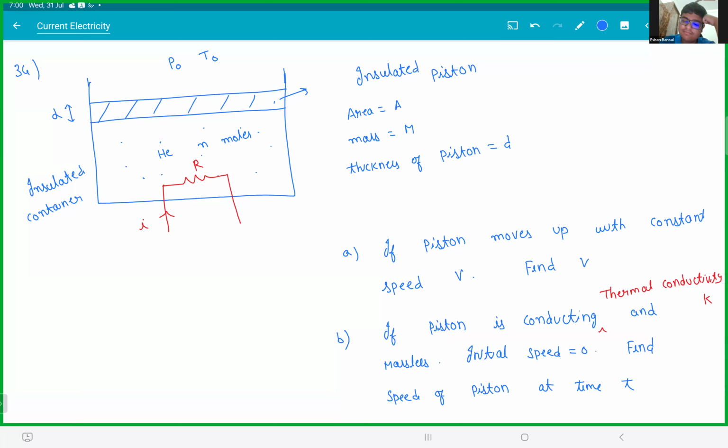Radiation के लिए तो I would give you emissivity also, ना? That would be more fun. T power 4 आ जाएगा. You will die. That's why I didn't give. Thank you, sir. Let's not get there. Let's see.